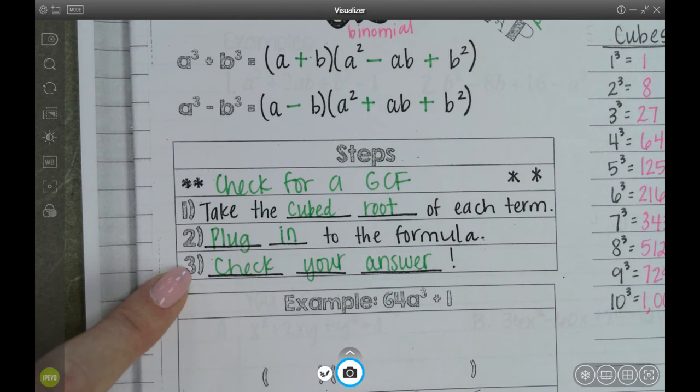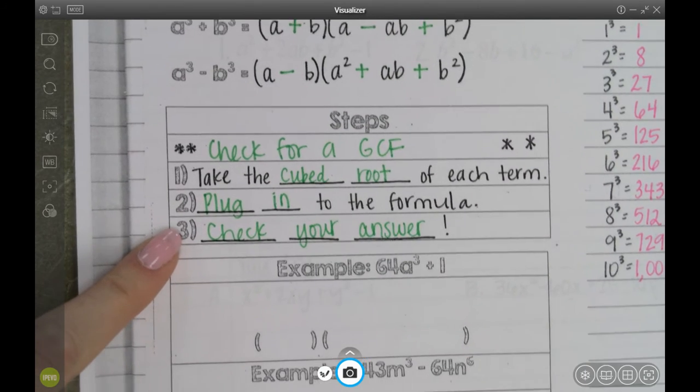I'm hoping you're realizing the importance of checking your answer on the test. Okay? We've written that I don't know how many times.